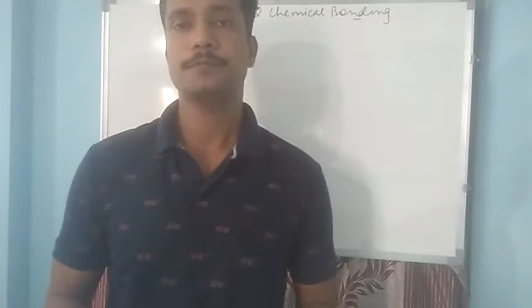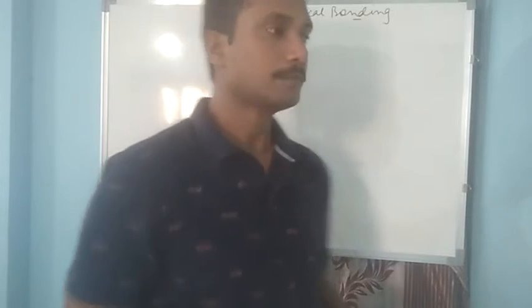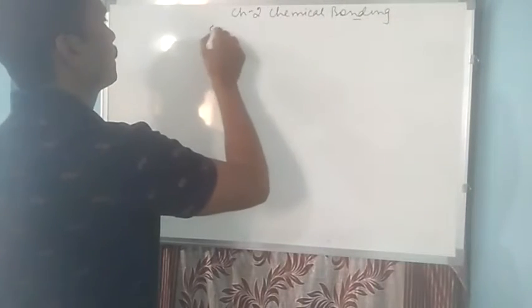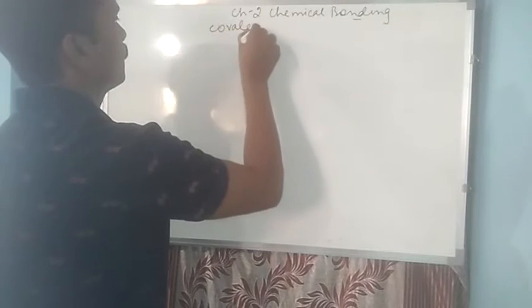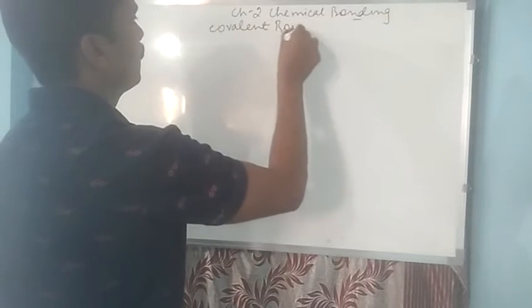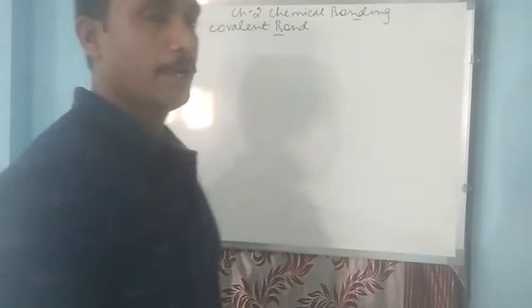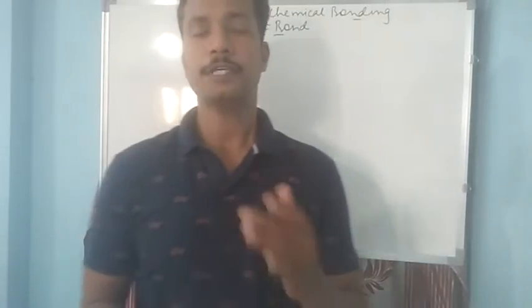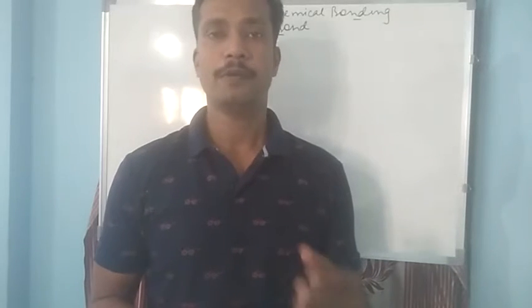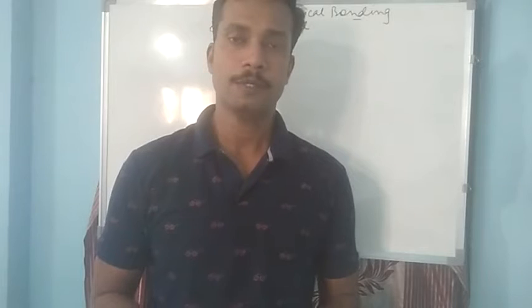Good morning, students. We'll start another type of bond in this chapter, that is chemical bonding, and the bond is covalent bond. Now, as we know, this bond is formed between two non-metals, two or more than two non-metals, by the mutual sharing of electrons.